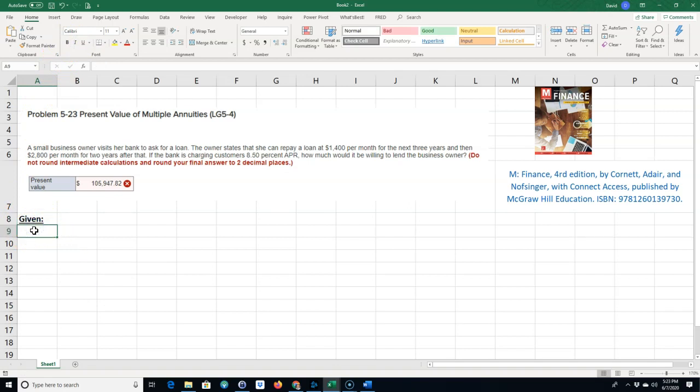I'm going to do it just like on the financial calculator. When you read across, you're usually going to have N, R, PV, and then you're going to have PMT and future value. And so first it's going to be 3 years, and it's 8.5% APR.